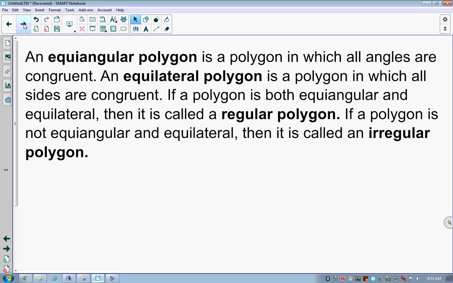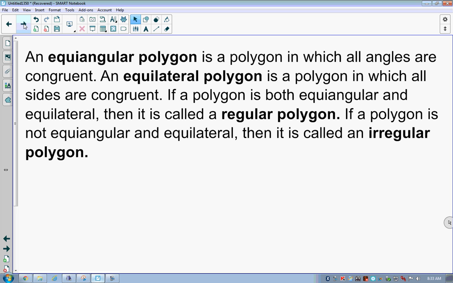If a polygon is both of those things, equiangular and equilateral, it has to be both. It can't be one or the other. It's got to be both of those things at the same time. If it is both, equilateral and equiangular, we call it a regular polygon. So they're going to ask you a question later on. They're going to show you a picture and say, is this a regular polygon?